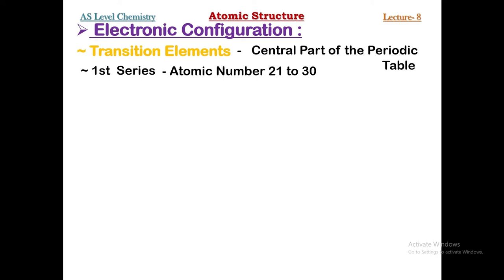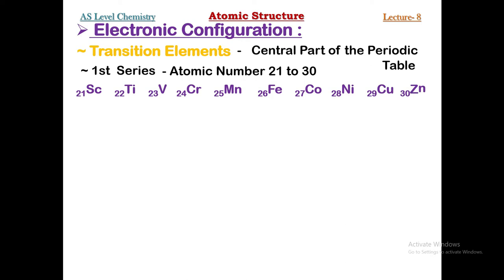Okay, what are the 10 elements which are included in this first series? The first series of transition elements in the central part contains 10 elements from atomic number 21 to 30. These elements are scandium, titanium, vanadium, chromium, manganese, iron, cobalt, nickel, copper and zinc. No need to remember these elements. Periodic table is available in the exams. You can look at this series of transition elements from the periodic table.